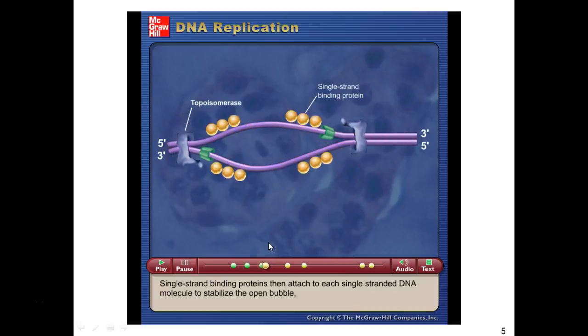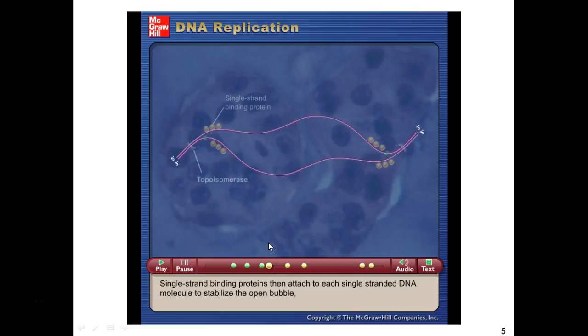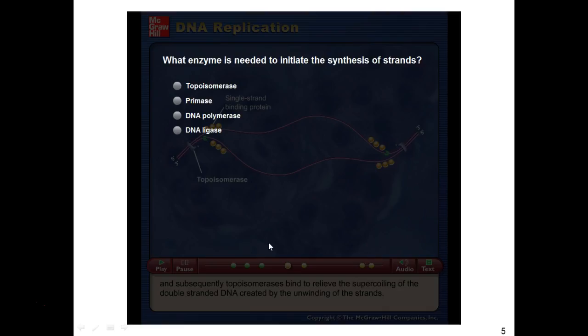Single-strand binding proteins then attach to each single-stranded DNA molecule to stabilize the open bubble, and subsequently topoisomerases bind to relieve the supercoiling of the double-stranded DNA created by the unwinding of the strands. So some of you have probably experienced this too, like if you've ever done any type of knitting or cross stitch, when you try to unwind thread or yarn that's been wound together, right?